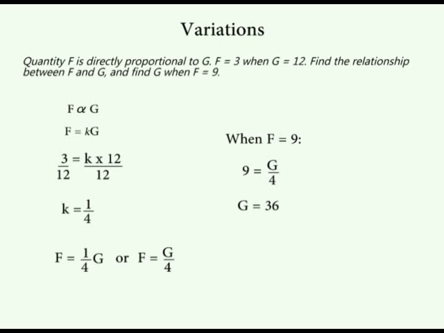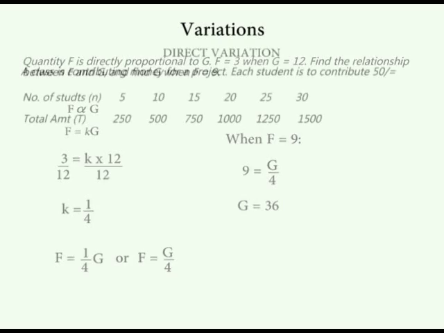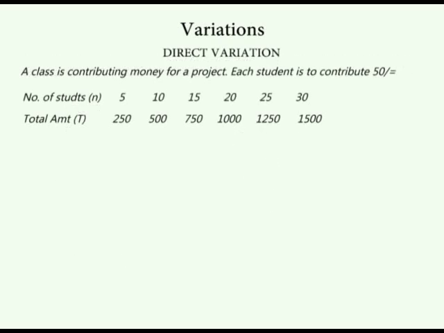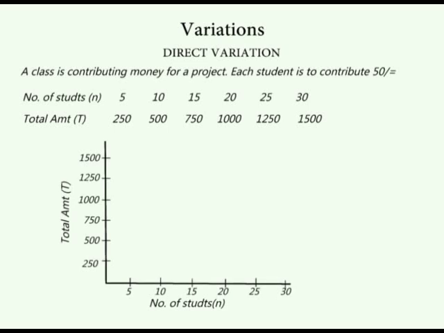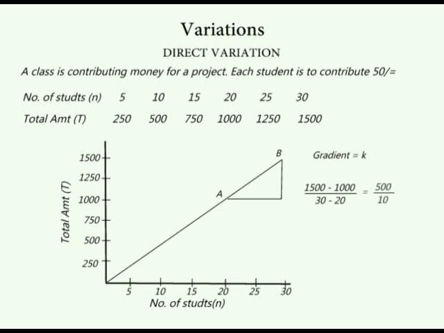When two quantities are directly proportional, a graph of one against the other produces a straight line through the origin. So in our case, if we plotted the total amount T against the number of students N, the graph will appear as on your screen. The gradient of such a graph is the constant. If we pick any 2 points, let's say A and B, and find the gradient, that will be (1500 minus 1000) over (30 minus 20). That gives us 500 over 10, which is equal to 50.